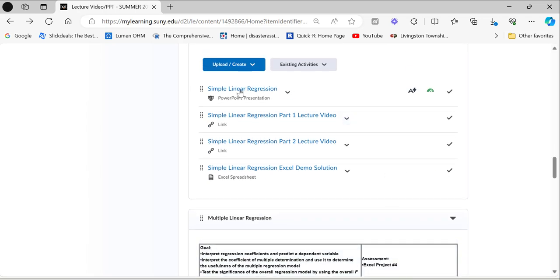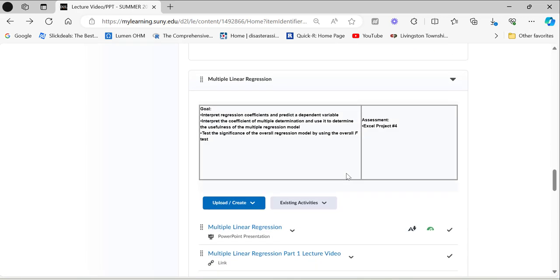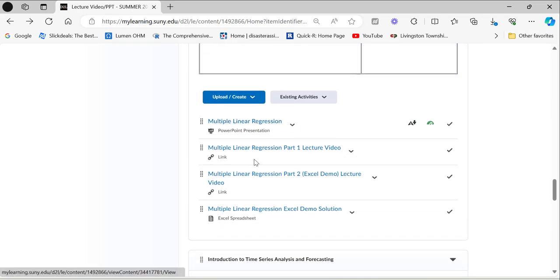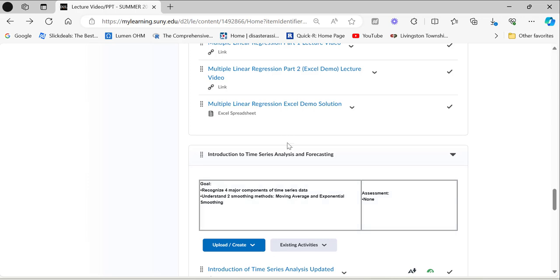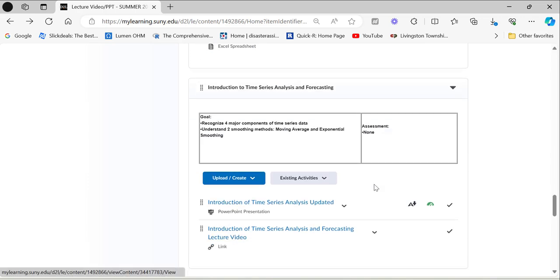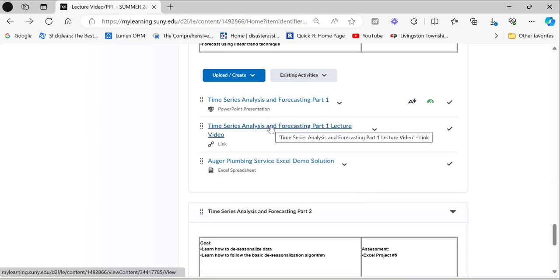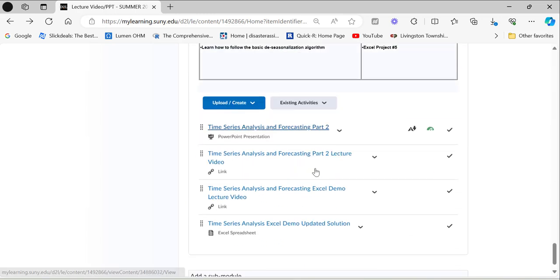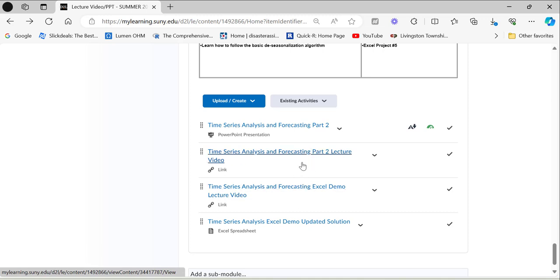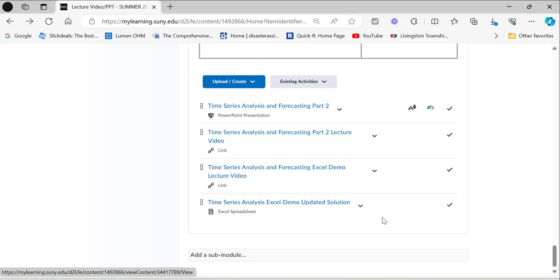And same thing for simple linear regression, PowerPoint, a couple of videos, and Excel demo solution, right? And multiple linear regression, a couple of videos. The second video is about the Excel demo, lecture videos, and then the third one is a solution of the Excel demo. And same thing for time series analysis: part 1 video and file, Excel file demo, part 2 a couple of videos, right, and Excel demo videos, and then the solution for the Excel demo.